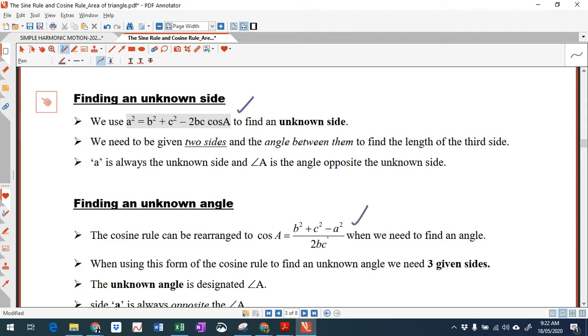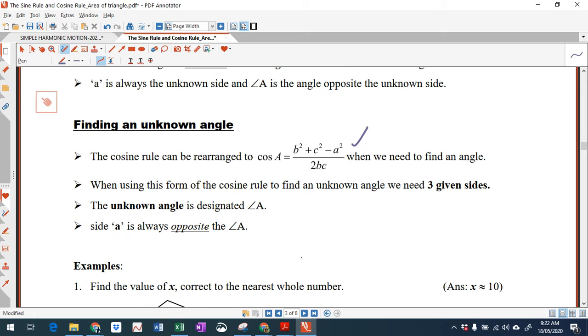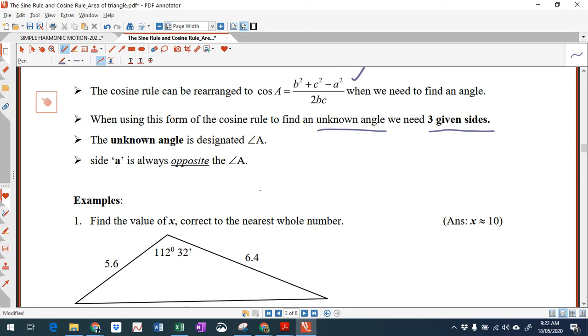And that's for finding an angle. Okay? So let's have a look at this question. Now, how do we know we're going to use the cosine rule? We use the cosine rule when there are three given sides and an angle involved in the question. So for the cosine rule, use three sides and one angle for the question.